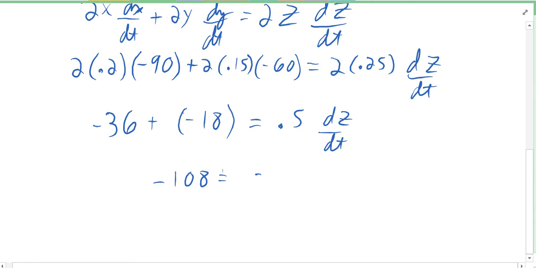Oh, and the units on that have to be kilometers an hour. Per second? No, an hour, right? Cool.